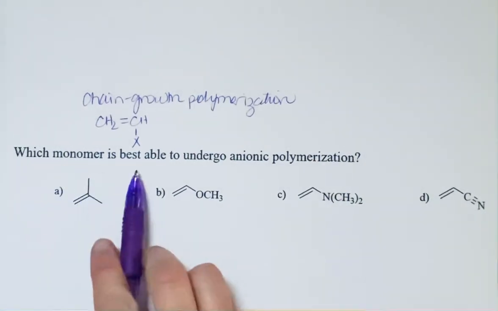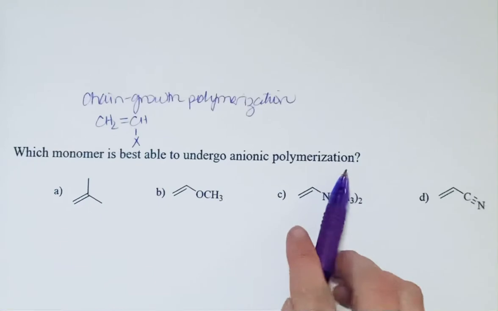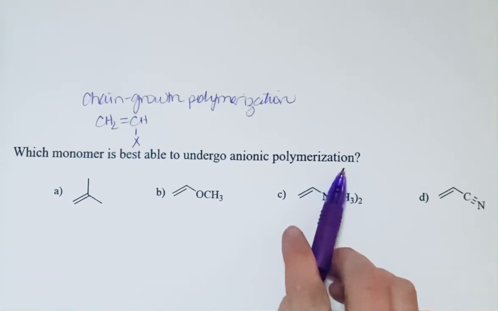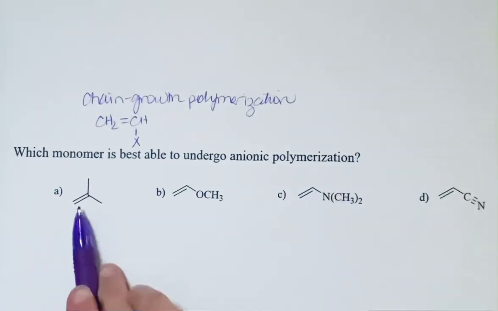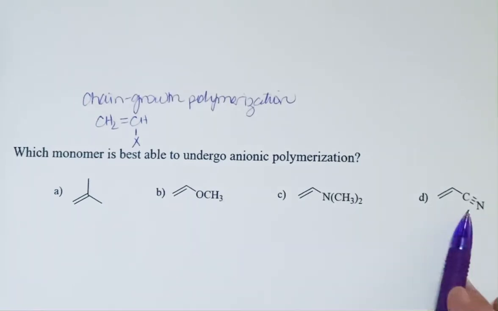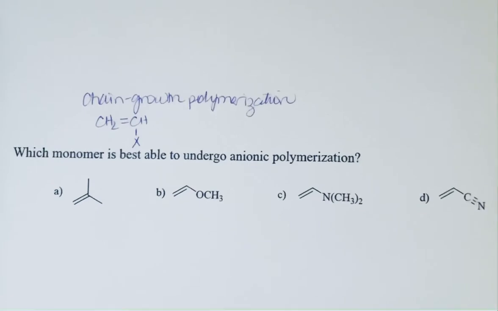Which monomer is best able to undergo anionic polymerization? So our anionic polymerization that we're looking at here is with substituted ethylenes. So this is again a chain growth polymerization. The active intermediate this time is going to be an anion.